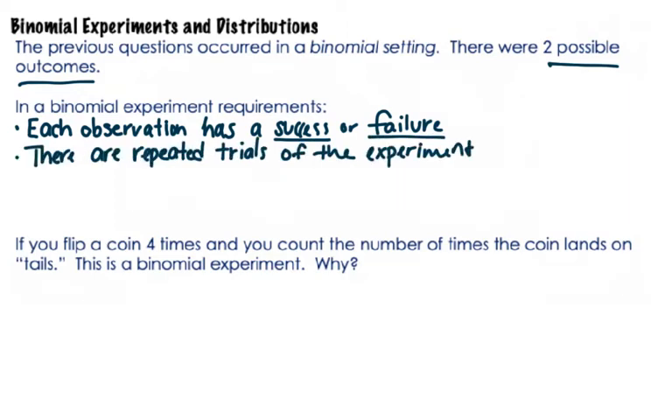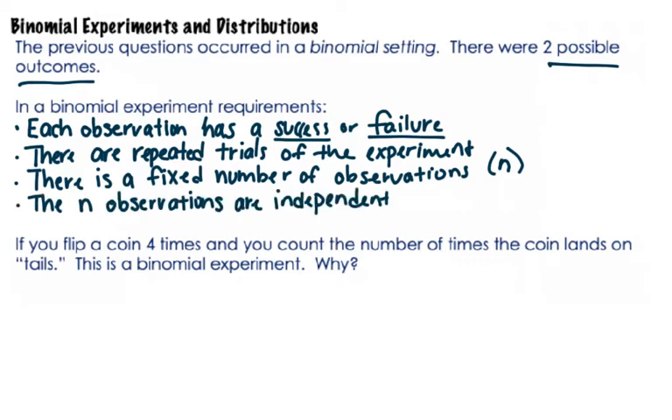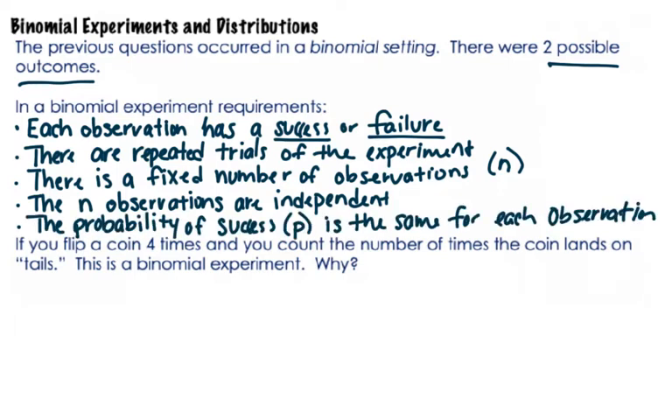There are repeated trials of the experiment, because remember, just doing an experiment one time doesn't mean anything. You have to do it multiple times. There is a fixed number of observations, and we're going to use the letter N to represent that fixed number of observations. The N observations are independent, so they don't influence each other. And then the probability of success, which we'll use the letter P for, is the same for each observation.